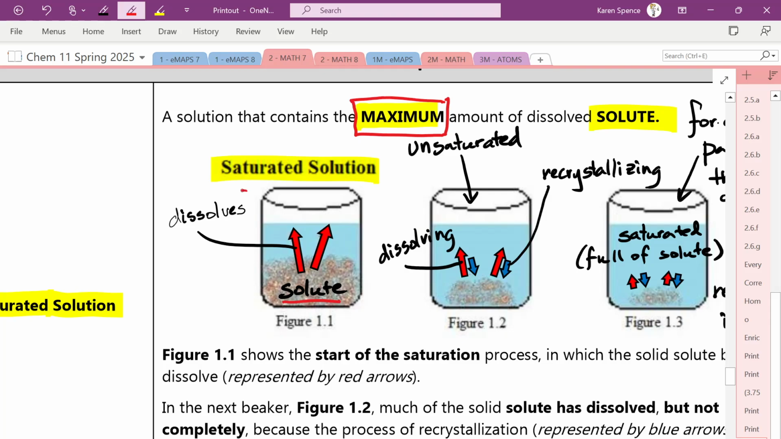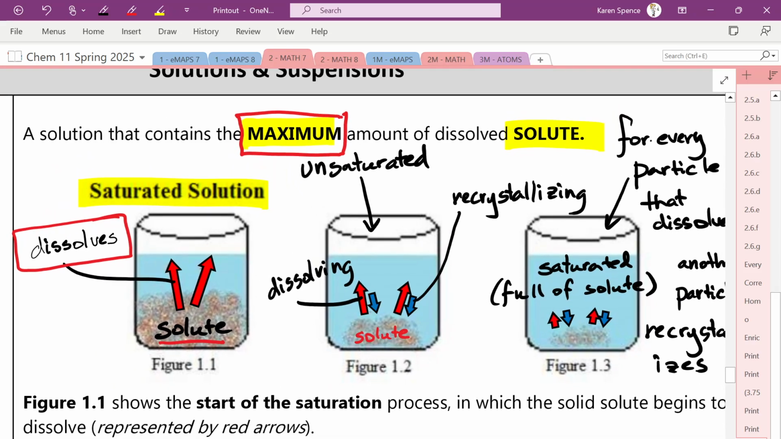And at the start, it all dissolves. So you then have a smaller pile of solute. Some of it is still dissolving. Those are the little red arrows. But some of it is going from ions back into crystal form. That's called recrystallizing. But this is unsaturated, so there's still going to be more dissolving than there is recrystallizing.